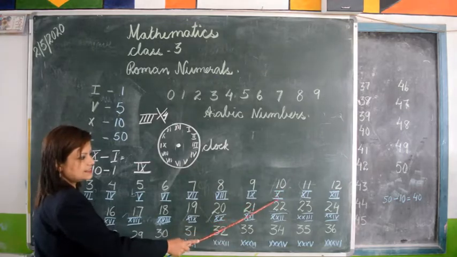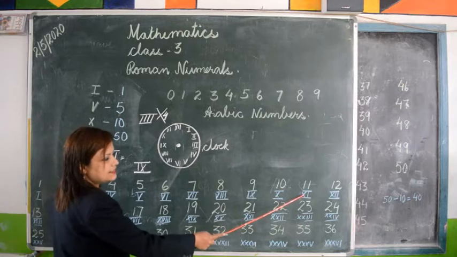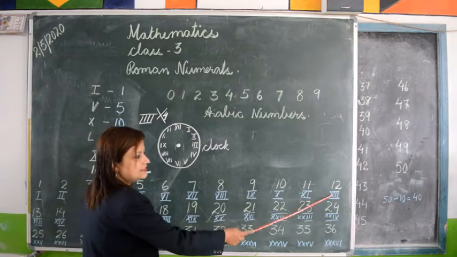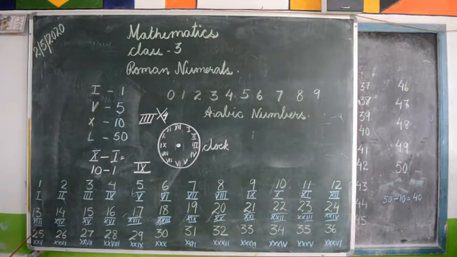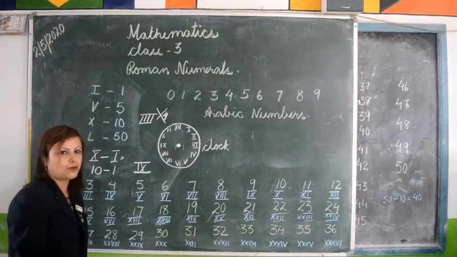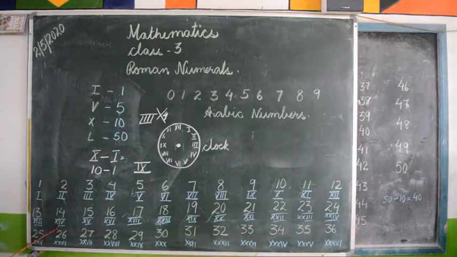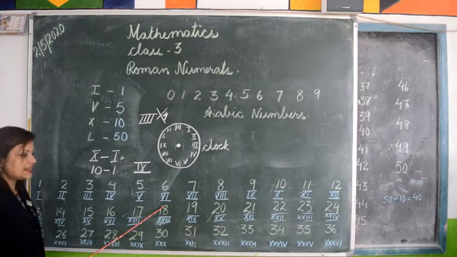And X is 10, isn't it? X is 10. So likewise we have to add 10 plus 1, 11. 10 plus 2, 12. 10 plus 3, 13. 10 plus 4. Again you have to go back to the same numbers. If you are perfect up to 10, you will not have any problem. See, 10 plus 4, 14. 10 plus 5, 15. 10 plus 6, 16, 10 plus 7, 17, 10 plus 8, 18.